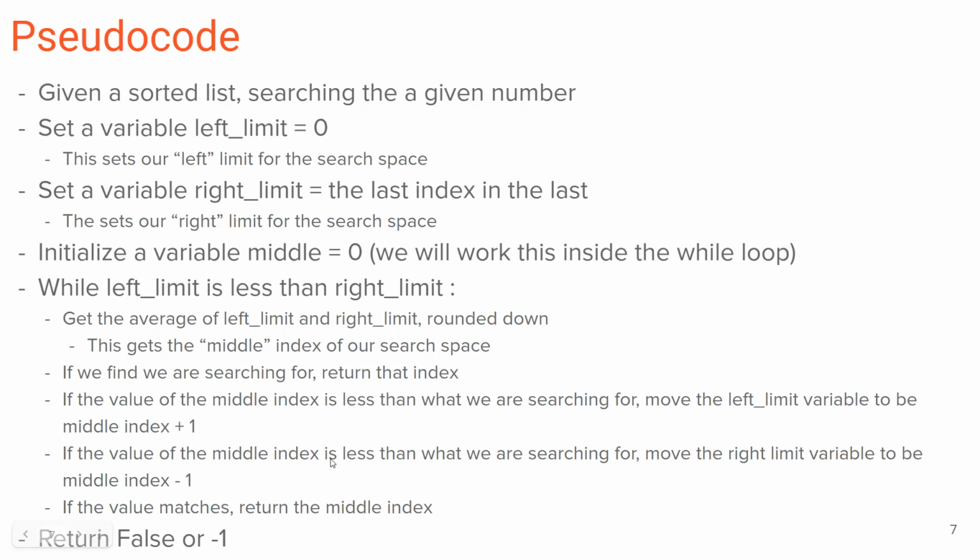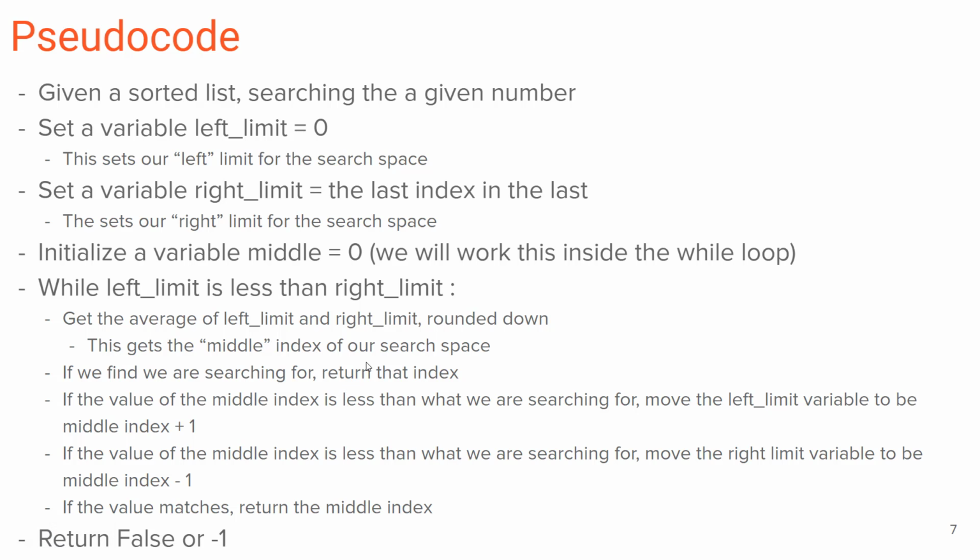If the value of the middle index is less than what we are searching for, move the right limit variable to be the middle index -1. And yeah, that's a little repeat there, but if the value matches, return the middle index. Otherwise, if we get all the way to the end of it and left limit becomes greater than right limit, that means we're done searching. The key does not exist, so just return false, or in this case what I'll be doing is returning -1.